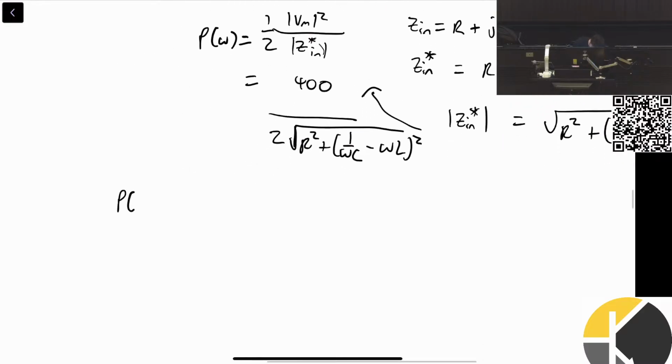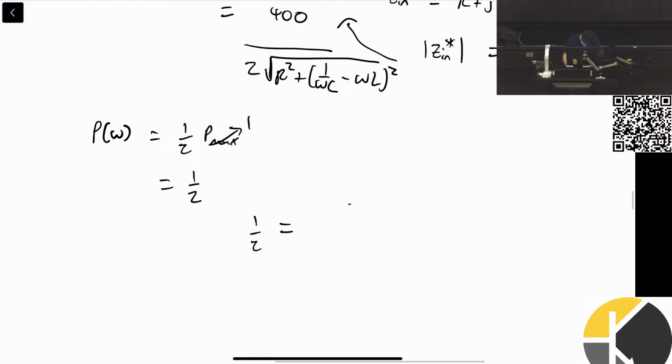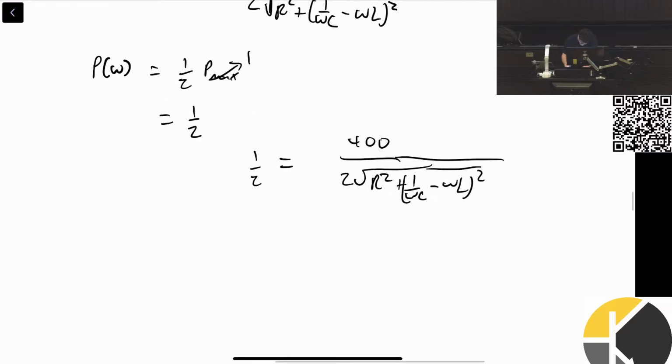We're solving for P of omega equal to half the max power. And nicely enough for this problem, this just goes to 1. So we're just solving for P of omega equals a half. Let's solve that. We get a half equals 400 on 2 square root of R squared plus (1 on omega C minus omega L) all squared. And then we are going to solve. We're going to do some nice little algebra.